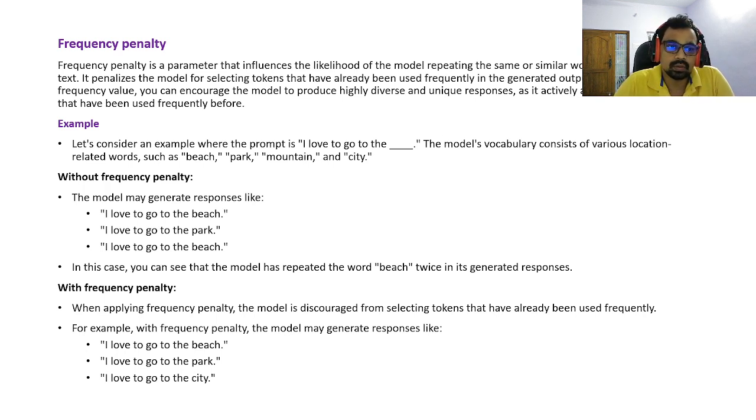In that case, you will set the frequency penalty. If you set a high frequency penalty, it will look for more diversified options, which means the first time beach, second time park, and the third time beach will not be repeated. Instead of that, it will choose city. So in order to look for diversified options, you have to set a high frequency penalty. In this way, the model is penalized for repeating the same or similar words again.